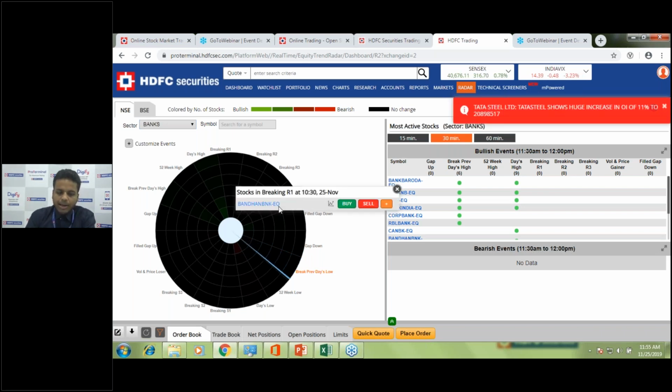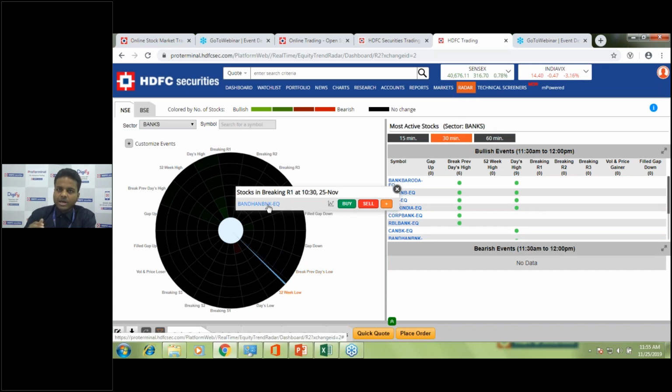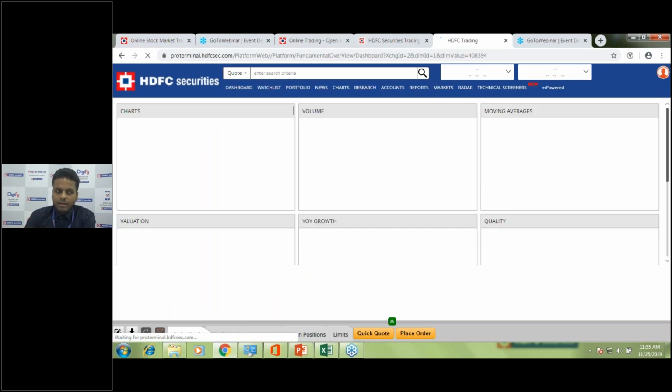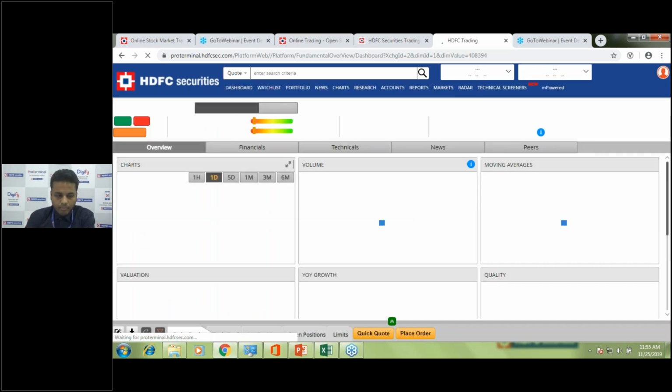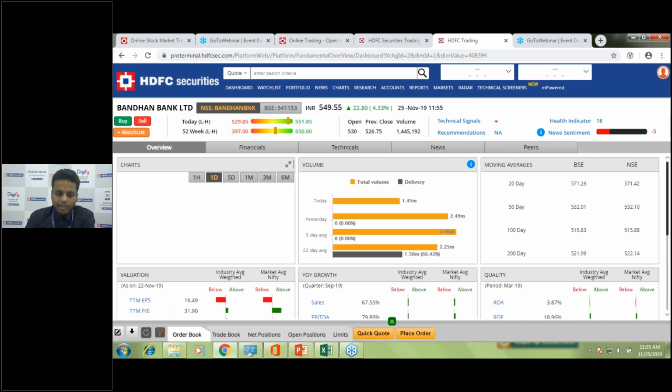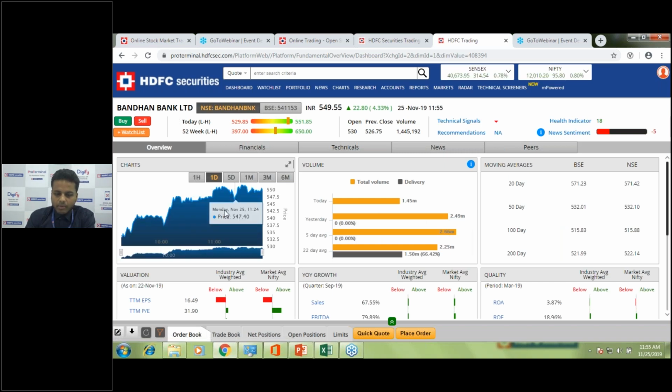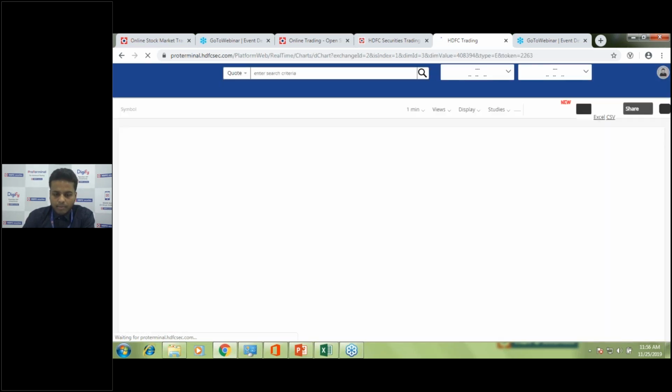So it was Bandhan Bank, which touched R1 at 10:30, and after that it has not touched R2 or R3. So it has touched resistance, and as of now it is still trading at a resistance level only. So you can go into the Bandhan Bank section, the Bandhan Bank page will open up, and you can see the chart and study the chart of Bandhan Bank.